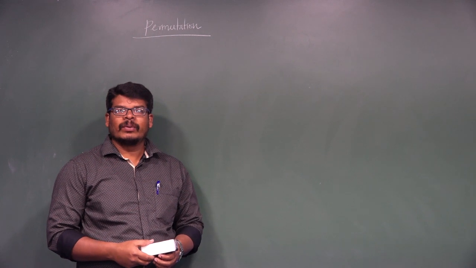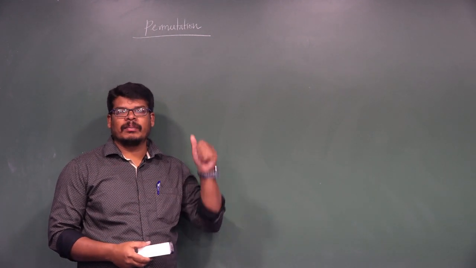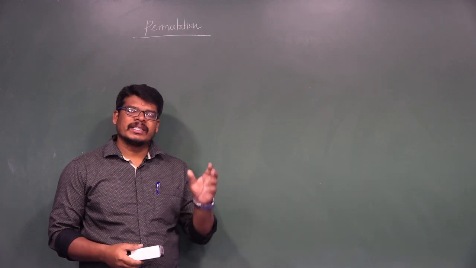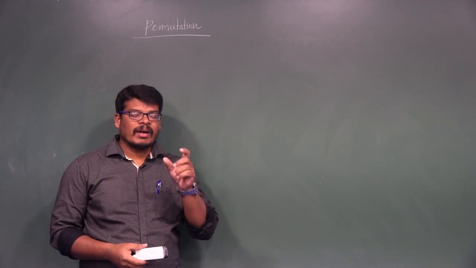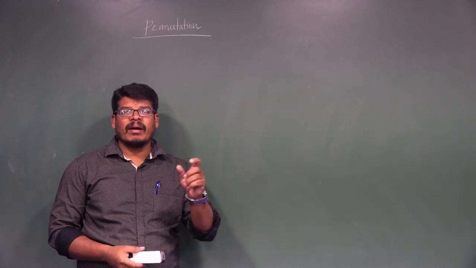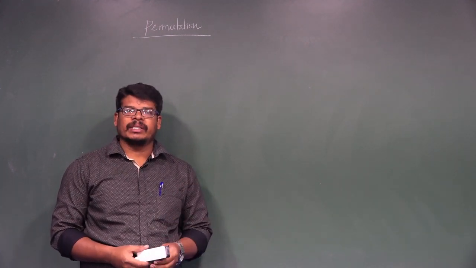Hi students, today we are going to discuss the topic permutation. What is the permutation? The permutation is the arrangement. The number of arrangements that can be made out of n things taken r at a time is called a permutation.